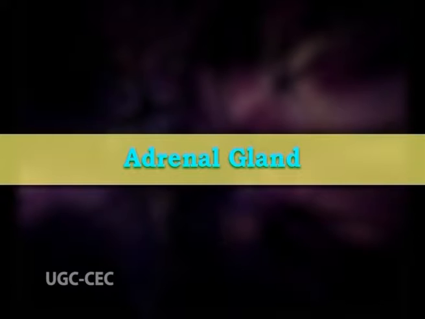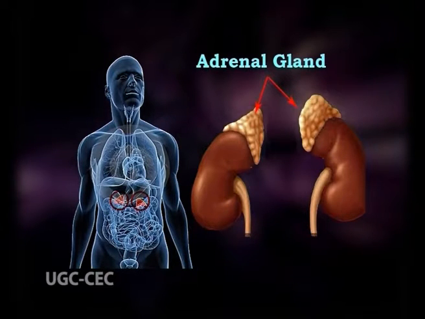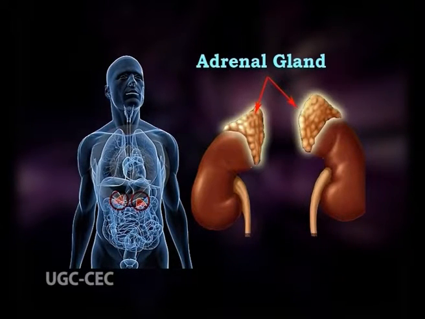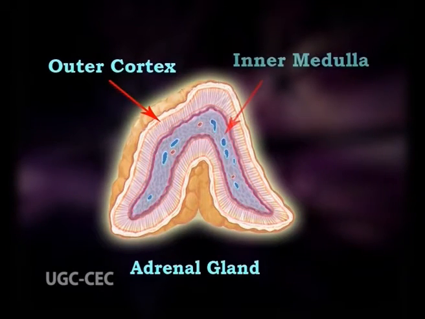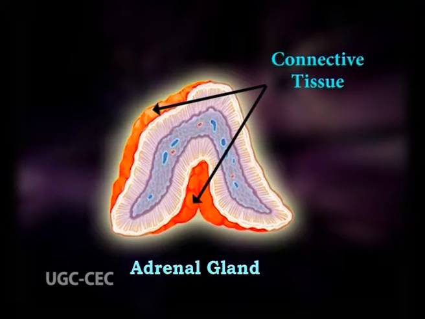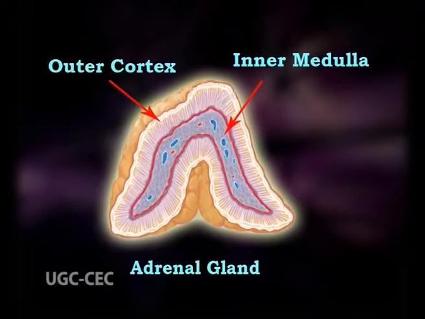Adrenal gland. The right and left adrenal glands lie in the abdomen close to the upper poles of the corresponding kidneys. The adrenal gland consists of an outer cortex and inner medulla. It is surrounded by a thick connective tissue capsule in which are found branches of the main adrenal arteries, veins, nerves and lymphatics. Sinusoidal capillaries are found throughout the cortex and medulla.